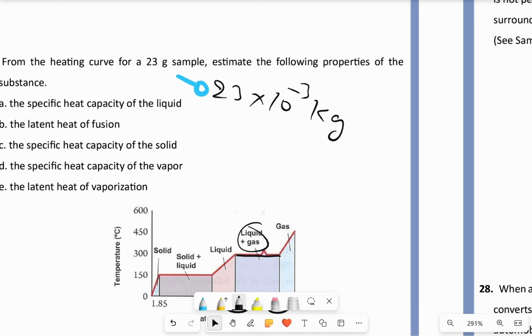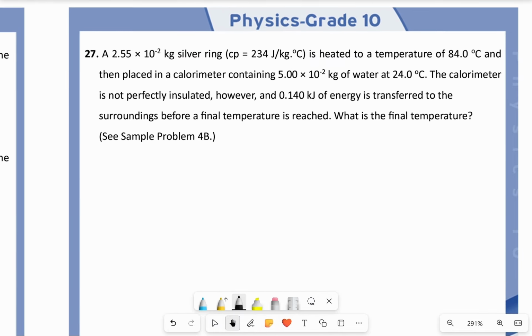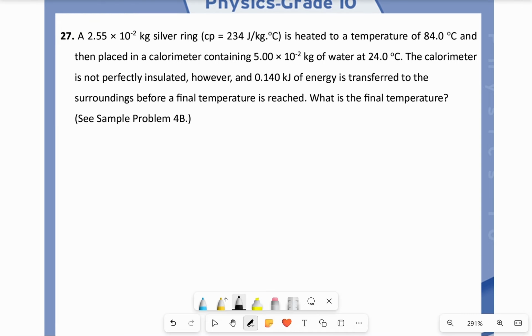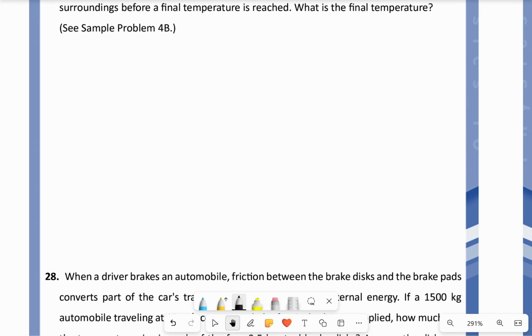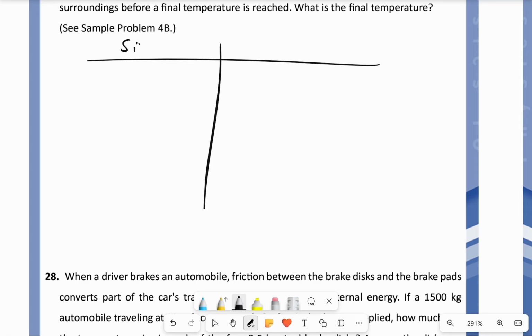We have question 27. A 2.55 times 10 to the power of minus 2 kilogram silver ring. Let me write the givens first. So you have mass of the silver. This is silver. Mass is equal to 2.55 times 10 to the power of minus 2 kilogram.